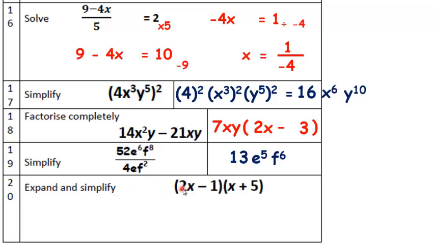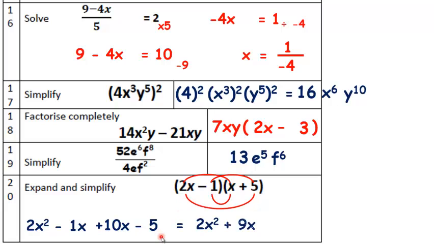Question 20. Now times the brackets, 2x times x is 2x squared. 1 times 5 is 5, but it's a minus 1 and that's a plus 1, so it's going to be minus 5. I'm going to do minus 1 times x, which is minus 1x, and 2x times 5, which is positive 10x. Tidy this up now, and I'm going to get 2x squared plus 9x minus 5.